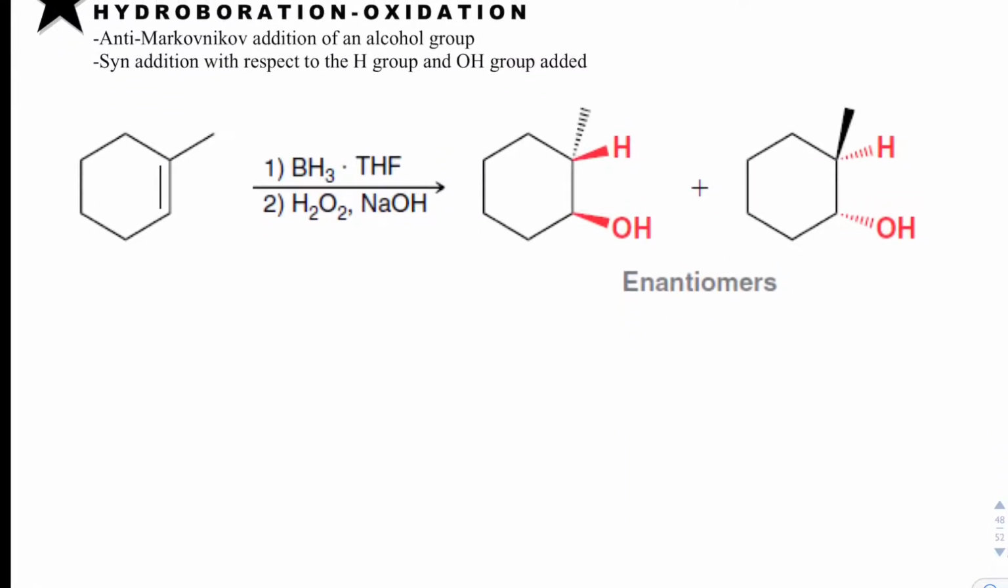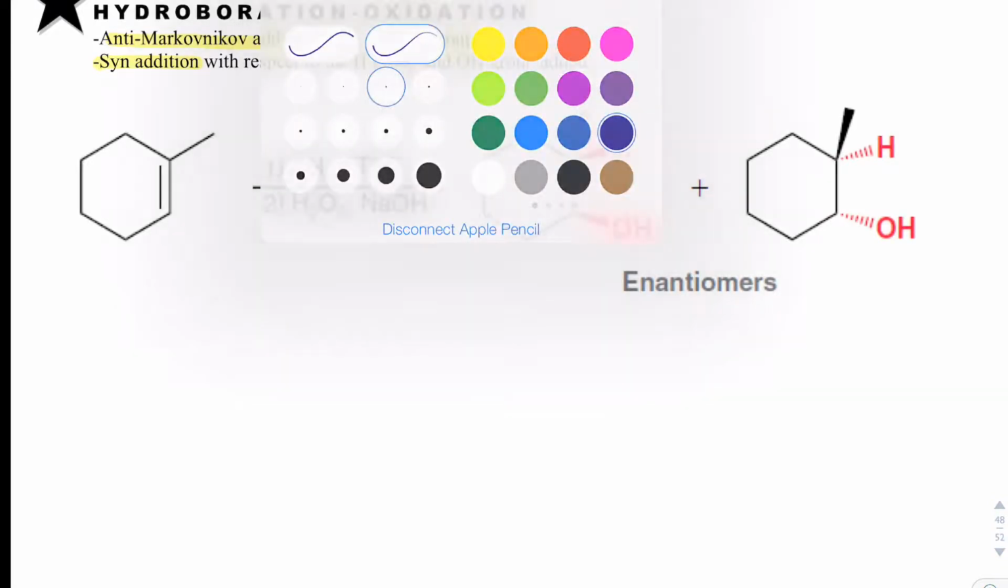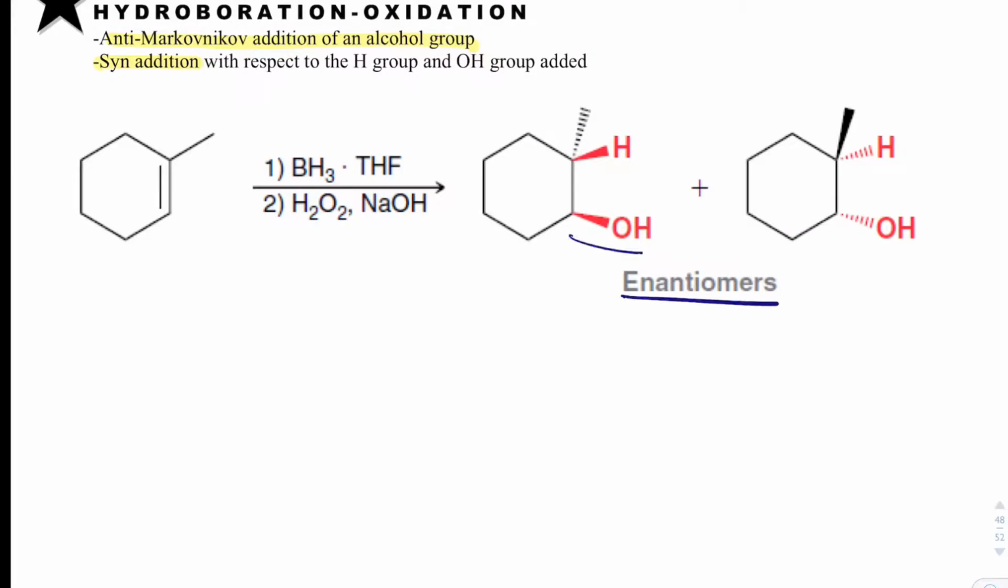Okay, now, hydroboration oxidation is another way to add an alcohol group, except we're going to add it at the anti-Markovnikov site, or the least substituted, and we're going to get syn addition with respect to the H group and the OH group that we add. So, what does that mean? That means we're going to add an H and the OH, and they are going to be the same stereochemistry. Syn means same. And so what you want to know is we're going to get enantiomer, so wedge OH and dash OH, but what matters is that you also consider the H that was added on the most substituted carbon as well.